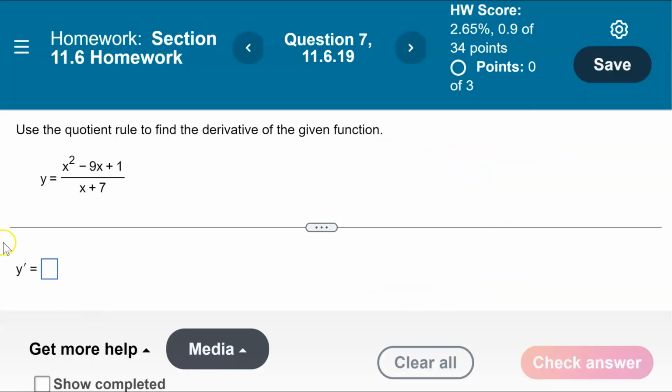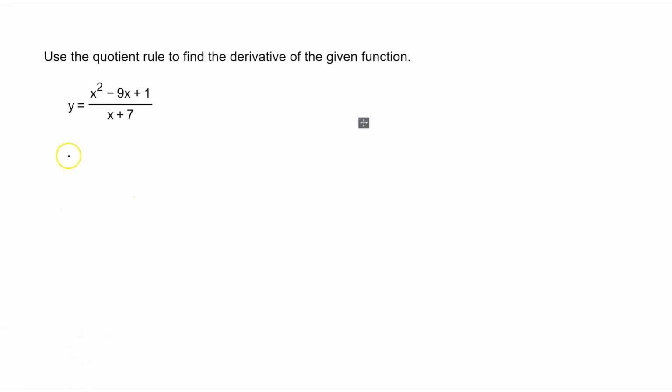Now to illustrate this, let us consider the following homework. Use the quotient rule to find the derivative of the given function. To do this, we are going to use the formula for the derivative as y prime is equal to low d high minus high d low all over low squared.